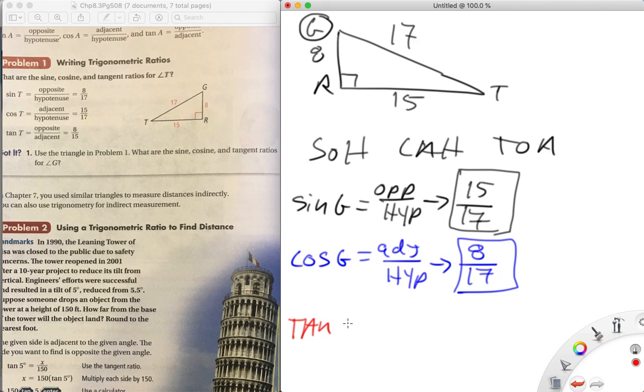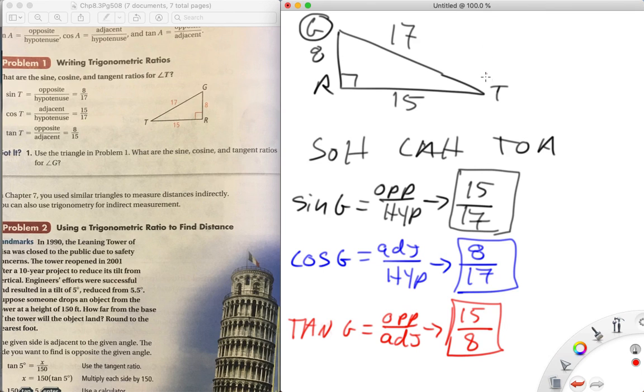Tangent of G. And the tangent of G, TOA, opposite over adjacent. So opposite over adjacent. Opposite of G is 15. Adjacent to G, that's not the hypotenuse, is 8. So 15/8. Here's what I want you to recognize.